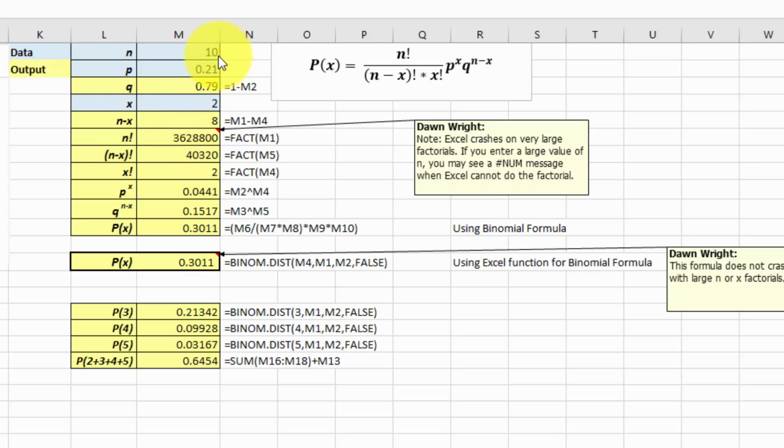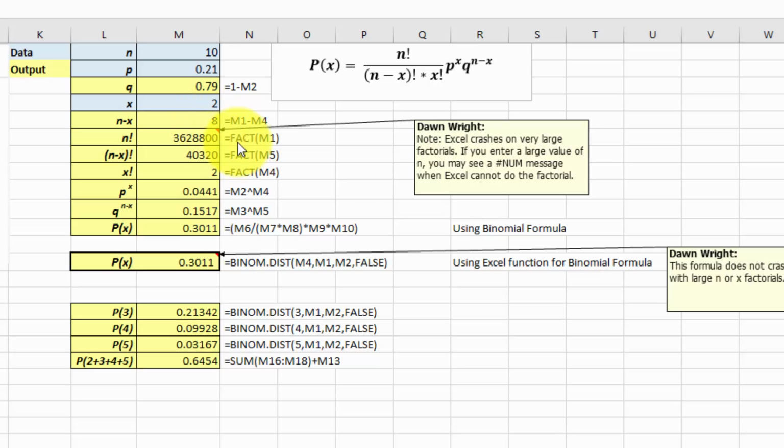And I made a note here that one of the problems you have with doing factorials in Excel is that Excel crashes if you have very large values. I'm thinking it's about 250. Anything above that, Excel tends to crash because the factorial gets very, very large. But in this case, we've got 10, so the factorial of that is pretty straightforward. For n minus x, I just took my value there and used the factorial function. I forgot to mention that.